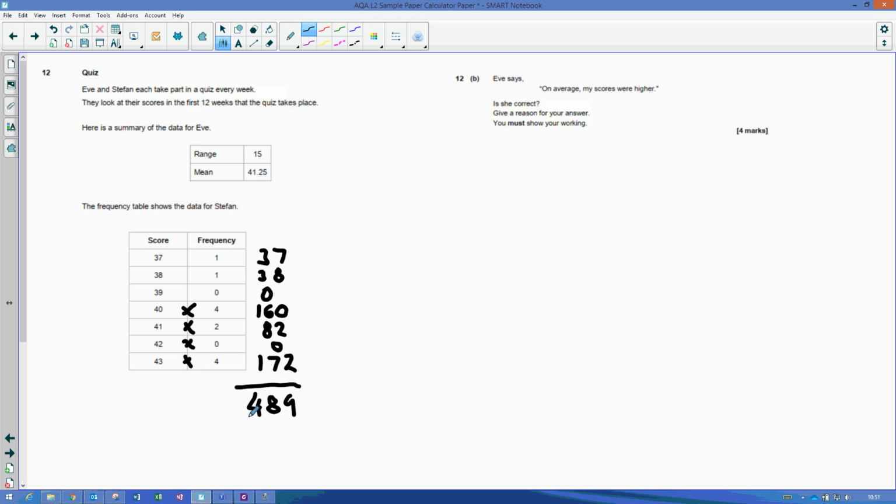489. So that's his total scores, all his scores for the 12 weeks added up. So that's the total out of how many times it happened. It's the 12 weeks, not the fact that we've got 7 rows in this table, but he attended the quiz 12 times, so it's the 12 I want to divide by. And now I've got his total scores over the 12 weeks, do that division, and I get his mean average.